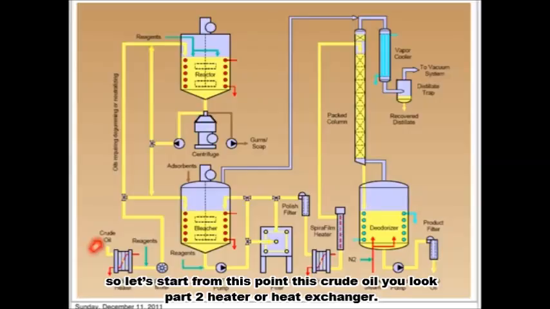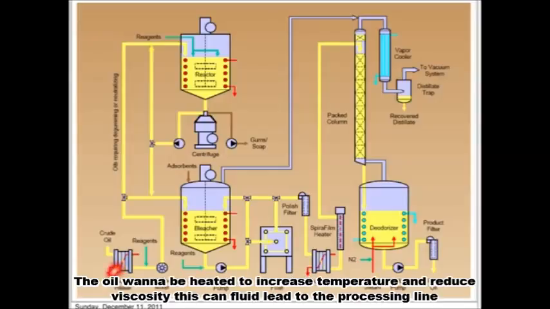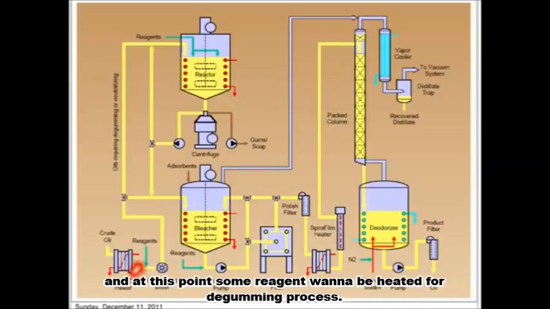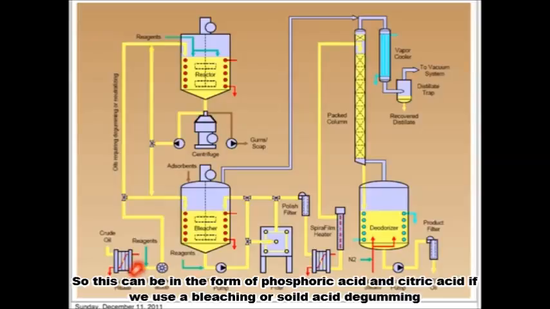This is crude oil. It will pass through a heater or a heat exchanger. The oil will be heated to increase the temperature and reduce the viscosity so that it can flow easily through the processing line. And at this point, some reagent will be added for the degumming process. So this can be in the form of phosphoric acid or citric acid.